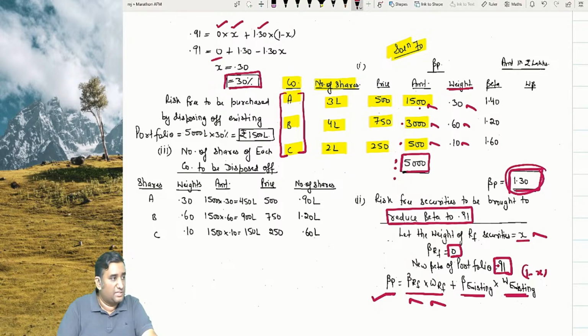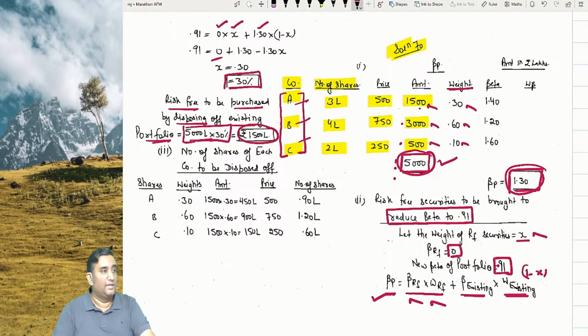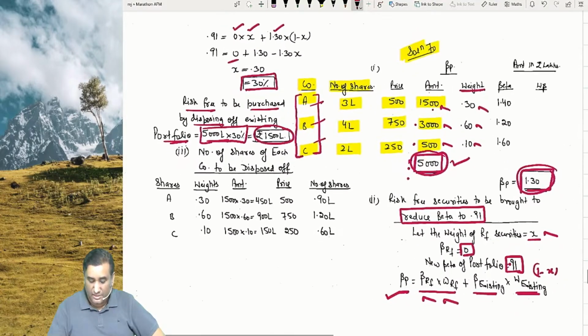The risk free purchase is 30% of 5000 lakh. That means I have to sell some part of A, B, C such that their value reduces in totality by 1500 lakh, which is 30% of 5000, and I have to buy the risk free by disposing of that. The total will still be my 5000 lakh only. It will not change. What is changing is internal. Internally, it is shuffled.